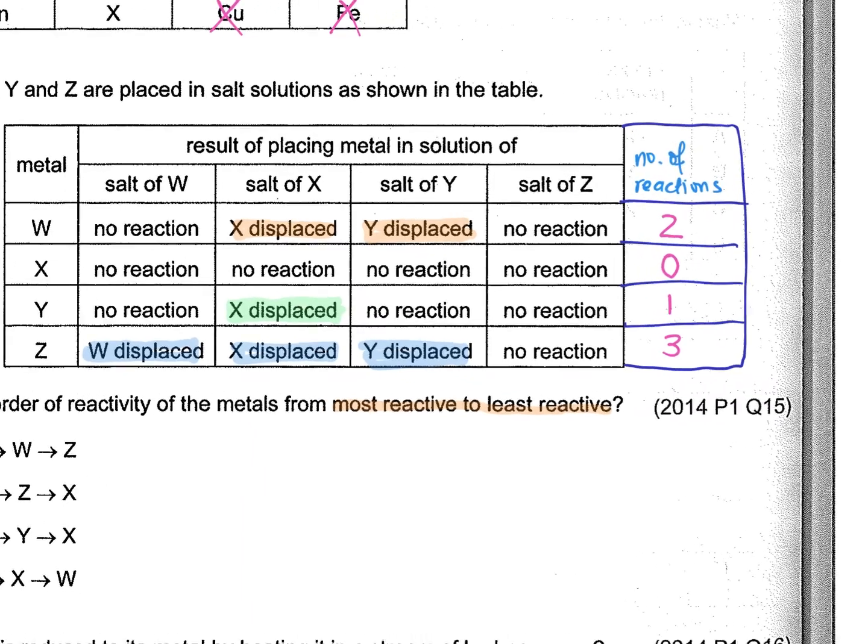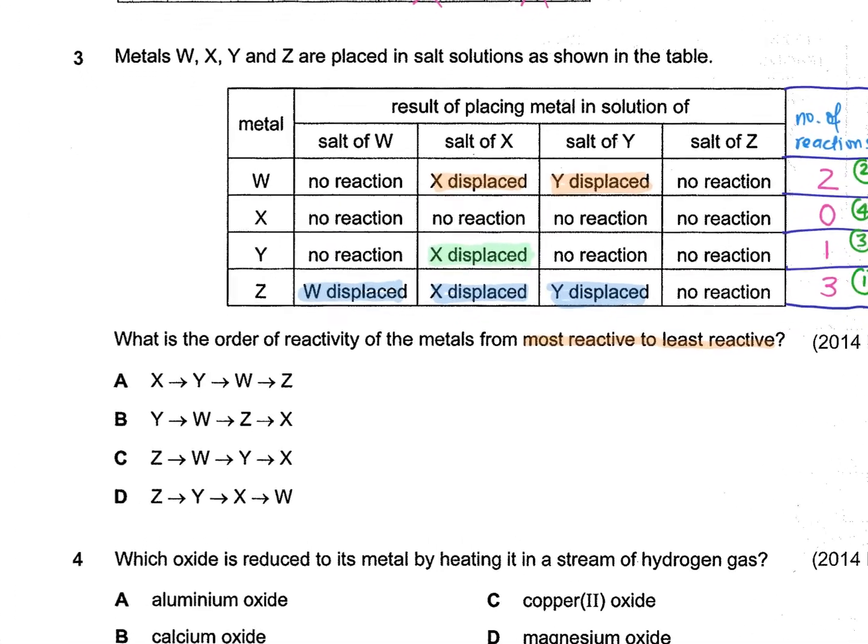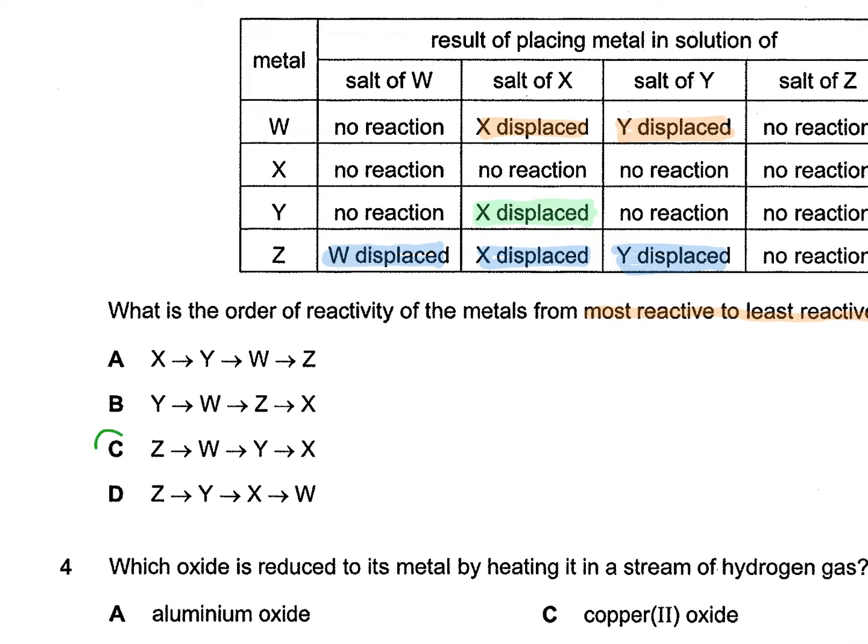By counting the number of successful displacement reactions, you can identify which is the most reactive one. Based on the number of reactions, the first one is Z. This is the most reactive. The least reactive is X because there's no reaction. So Z is the most reactive, followed by W because it is able to displace 2 metals, followed by Y, and lastly X. So the correct answer for MCQ number 3 is C.